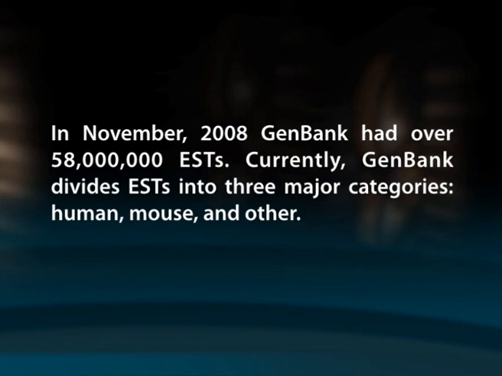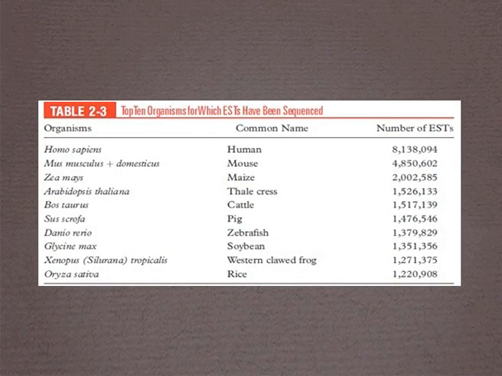Currently, GenBank divides ESTs into 3 major categories: human, mouse and other. The table shows the 10 organisms from which the greatest number of ESTs has been sequenced. Assuming that there are 22,000 human genes and given that there are about 8.1 million human ESTs, there is currently an average of over 300 ESTs corresponding to each human gene.